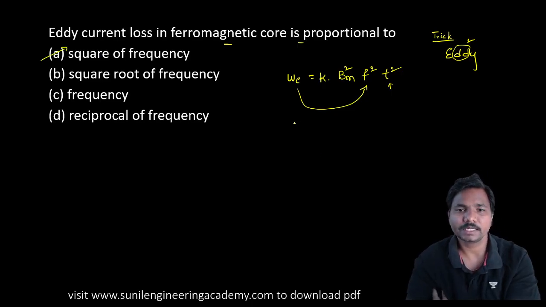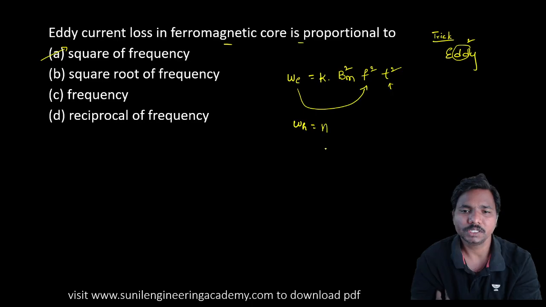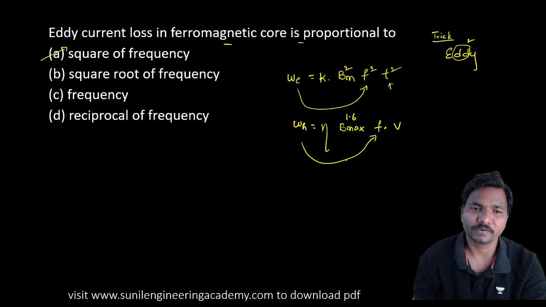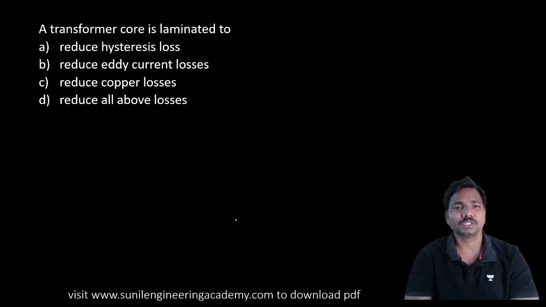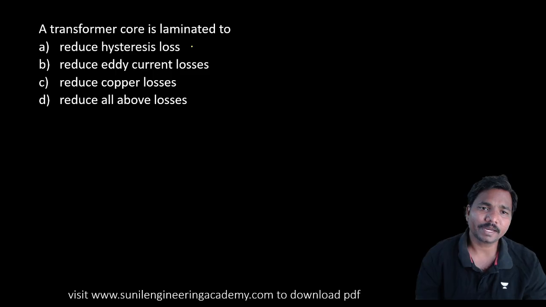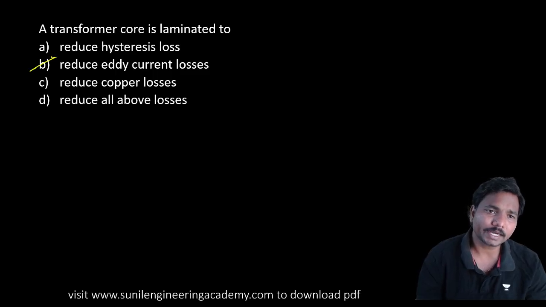If you consider hysteresis losses, it is eta into B max power 1.6 into F into V, so it is proportional to the frequency only. Coming to the next question: transformer core is laminated to dash. A very easy, very repeated question. Transformer core is laminated to reduce the eddy current losses.